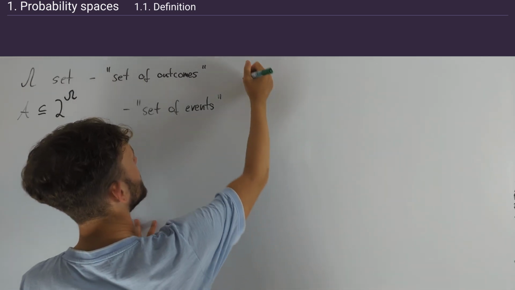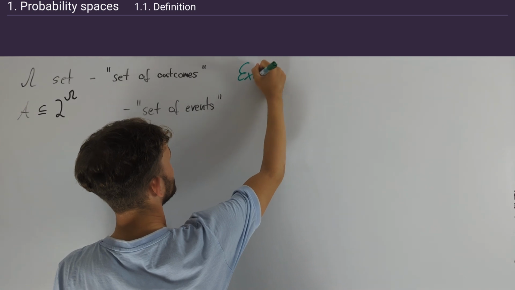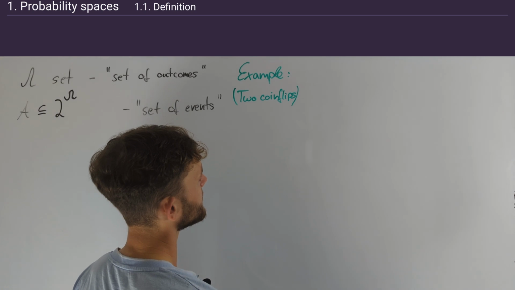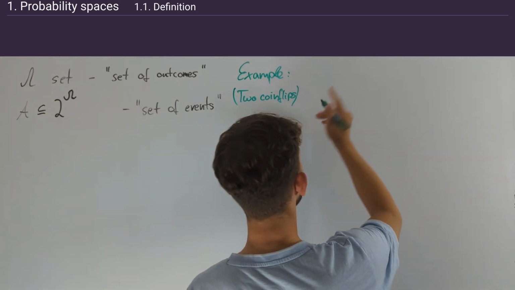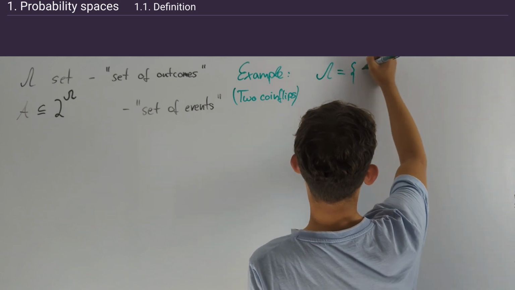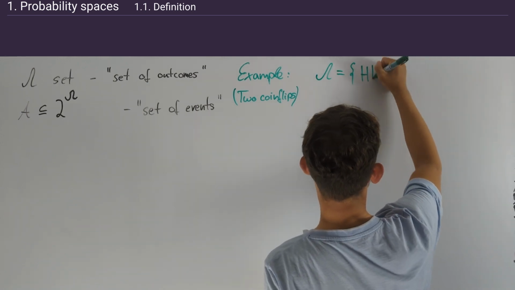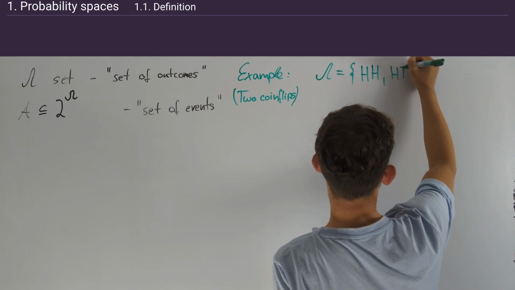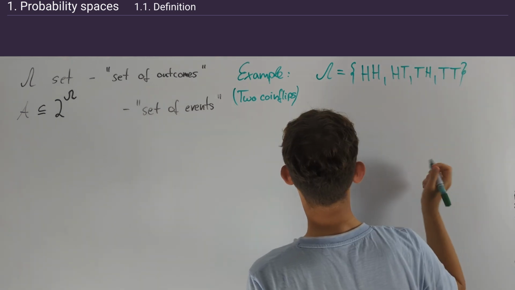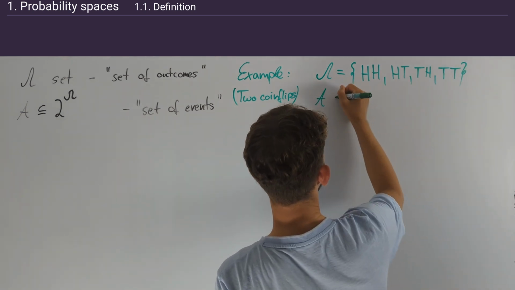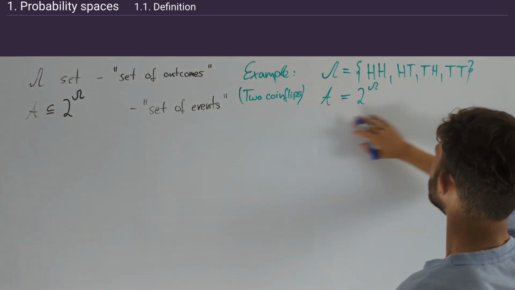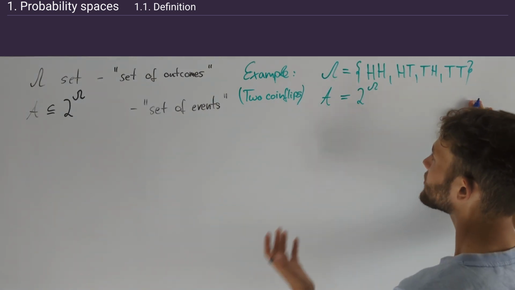To get a bit more of a visual understanding for this, let's make an example, namely 2 coin flips. In this case, we care about the order of the flips, so omega contains the sequences of length 2 that are possible coin flip outcomes, namely heads, heads, heads and then tails, or tails and then heads, or tails and tails. And let's just take all subsets of omega as possible events, so A equals the power set of omega. This is a nice example so far, but we have no probability yet.